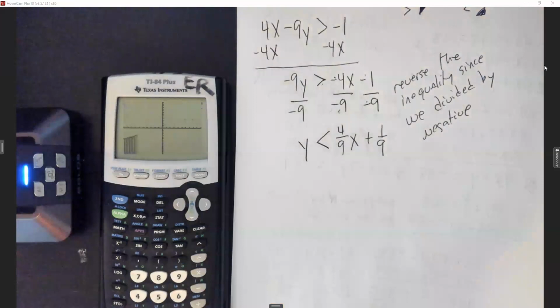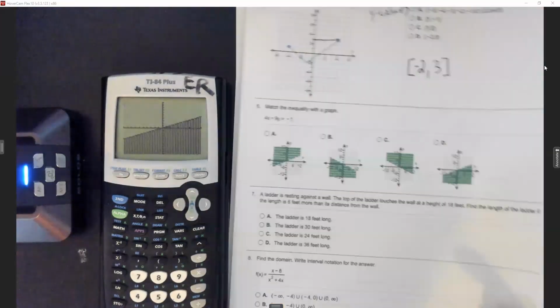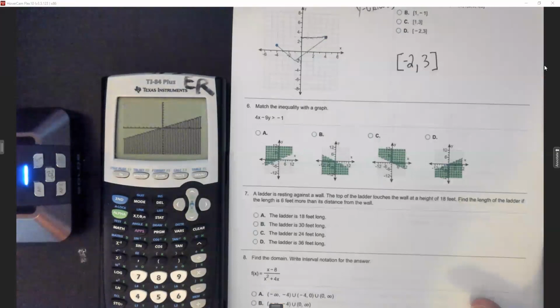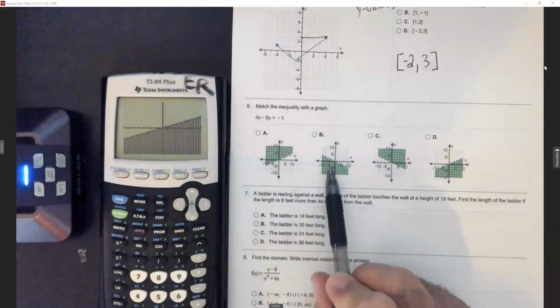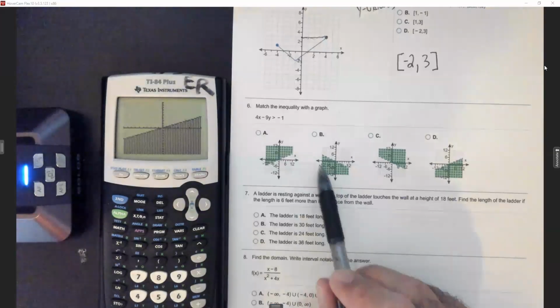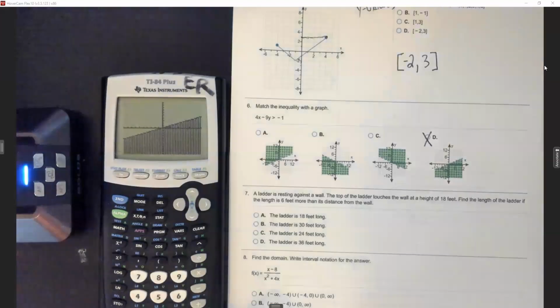So y'all, when we hit graph, we should get one of these 4 pictures here. Now be careful. This one's shaded above. This one's going downhill instead of uphill. So you better be careful and go with D on that one, okay?